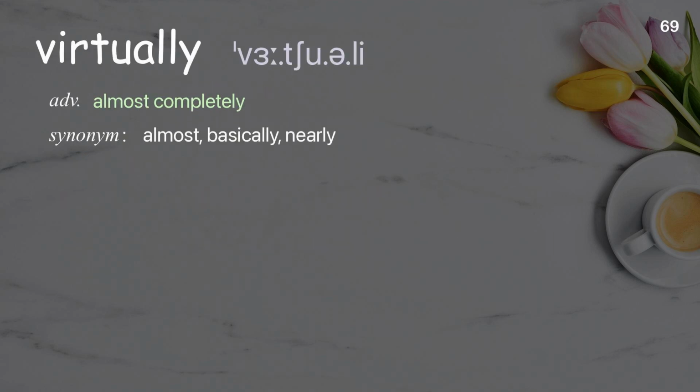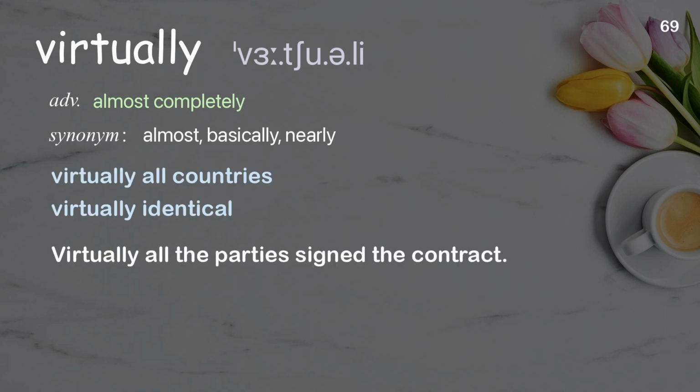Virtually. Almost completely. Examples: Virtually all countries. Virtually identical. Virtually all the parties signed the contract.